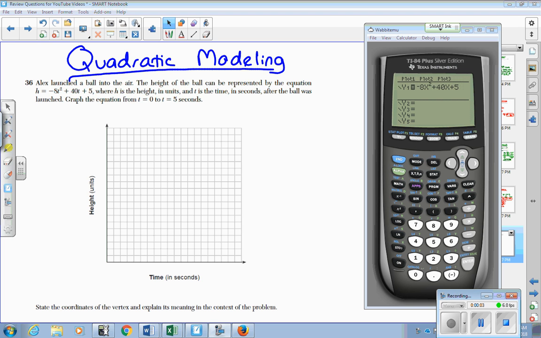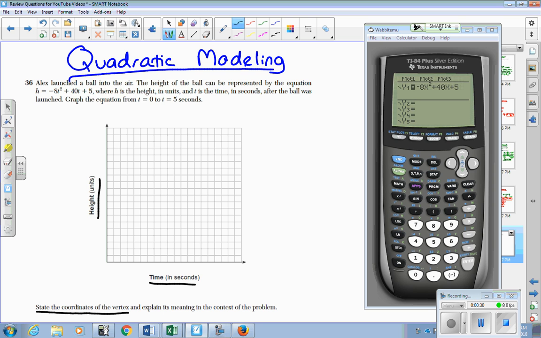Hey everyone, today we're going to look at question 36 on one of the previous Algebra Common Core Regents. It's modeling a quadratic function. The question goes with Alex launching a ball into the air, and they give us two variables on our axes that talk about time and the height of the ball. And the things they want us to find at the end of the question are to state the coordinates of the vertex, and they also want us to explain what the vertex means in the context of the problem. So, one of the trickiest parts of this question was coming up with the scale for the graph.